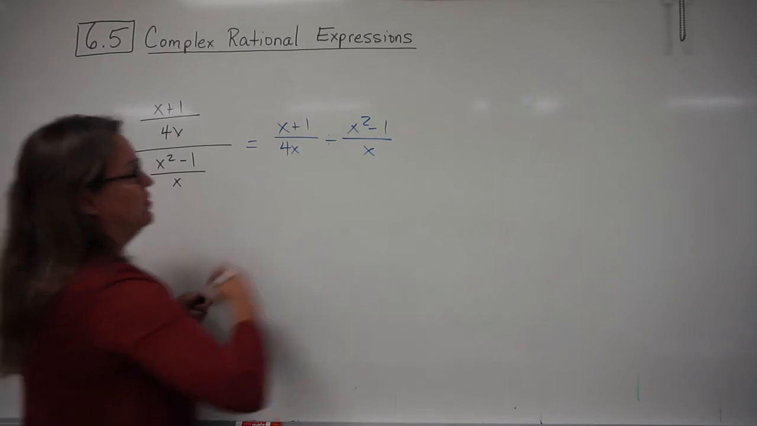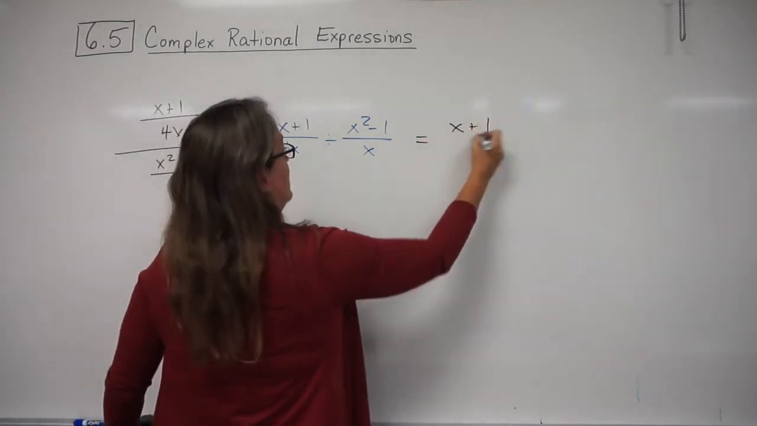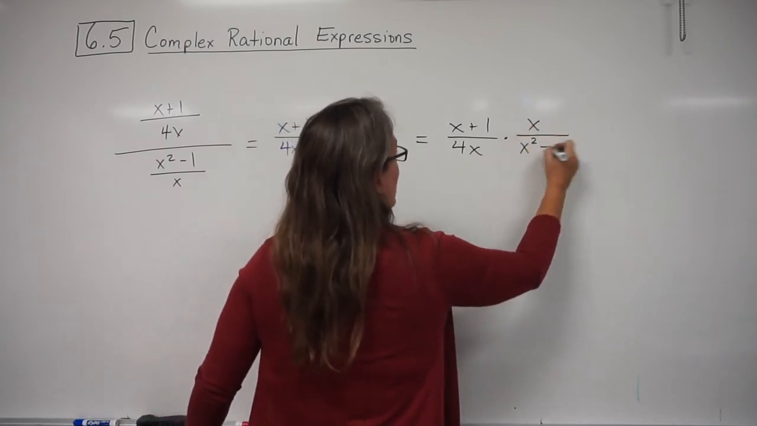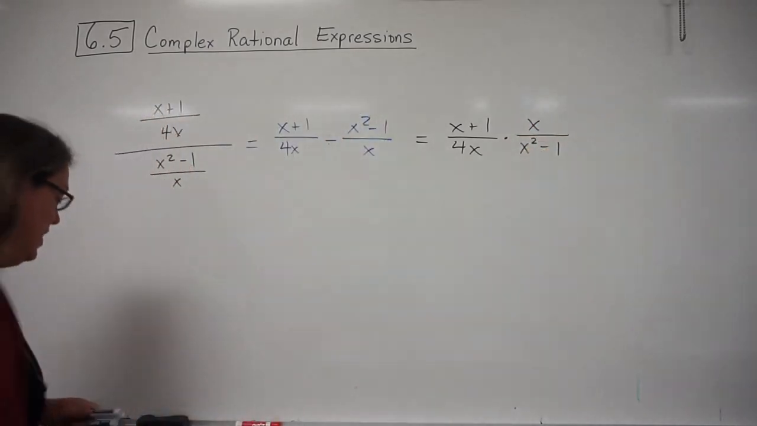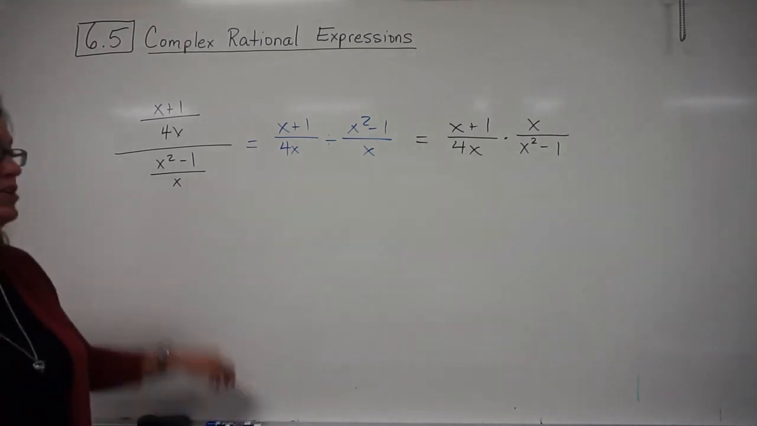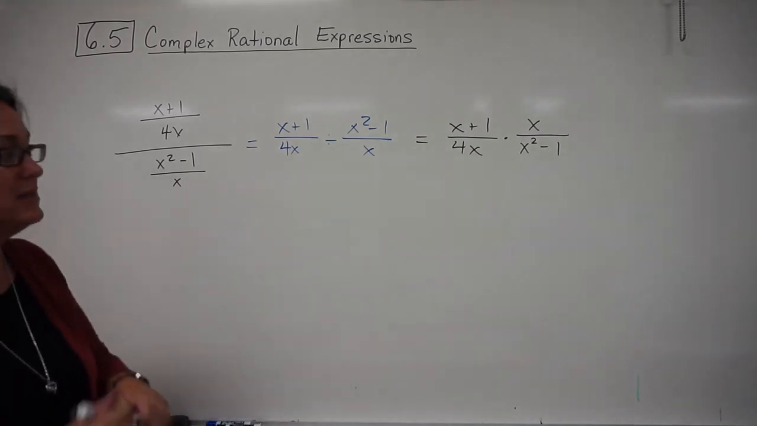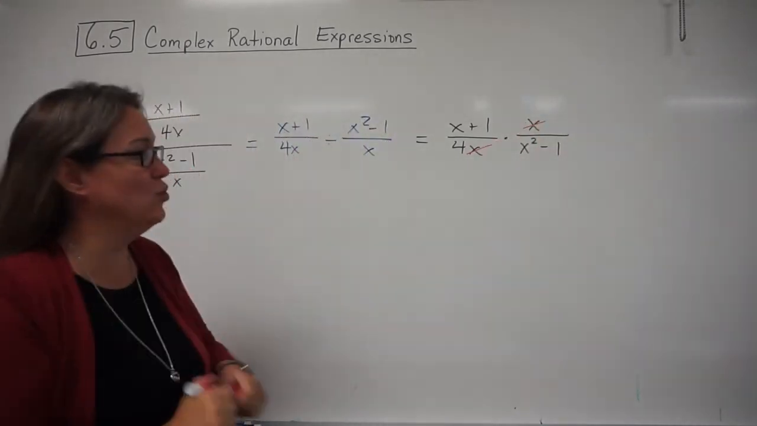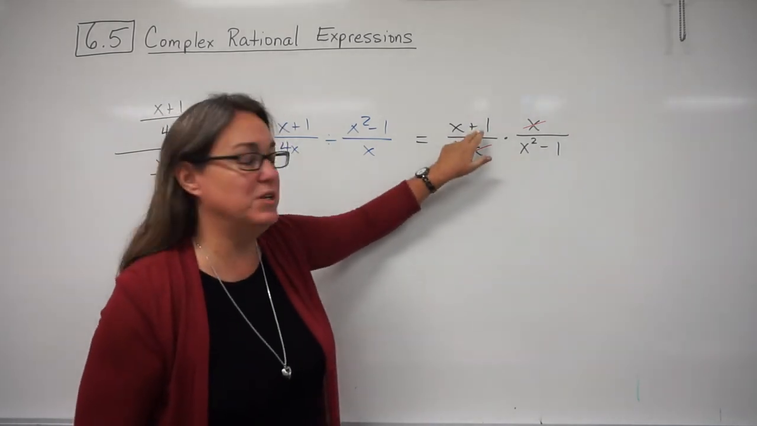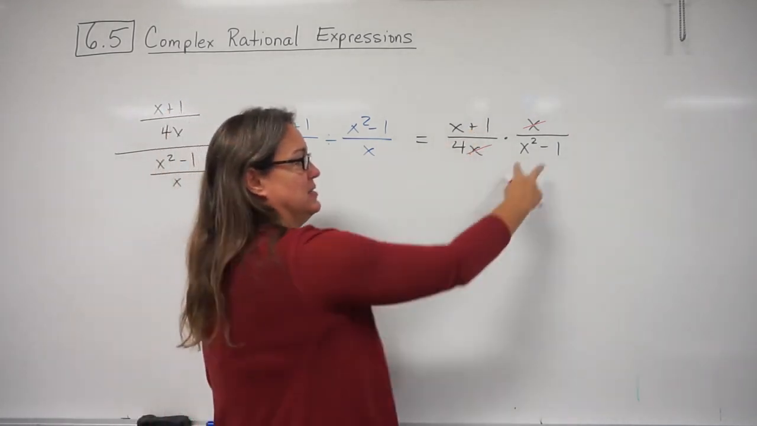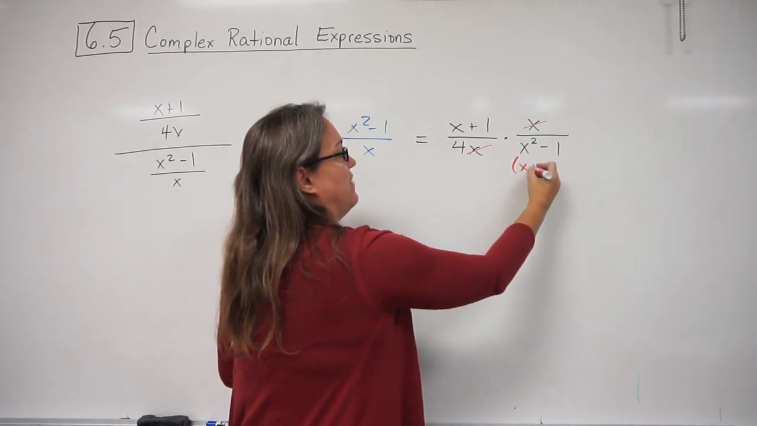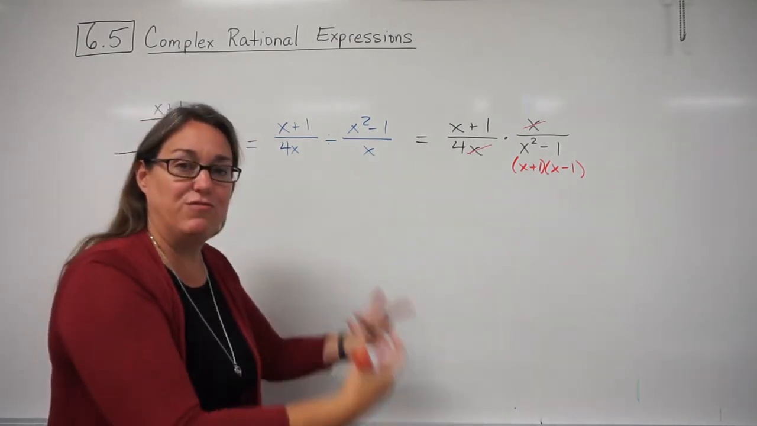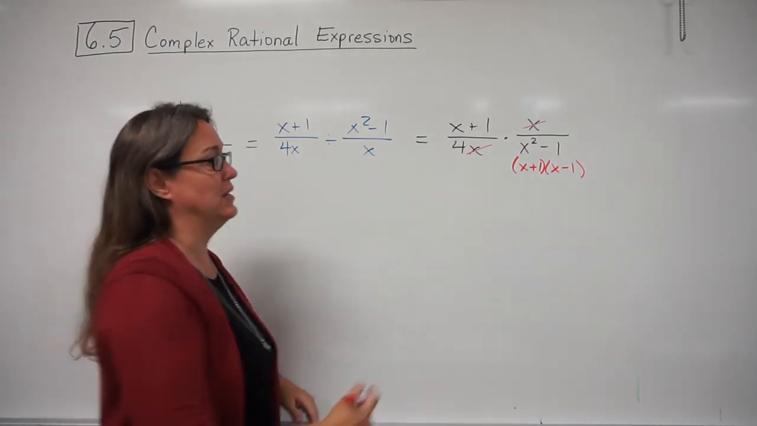So here we go. We get x plus 1 over 4x times x over x squared minus 1. We're almost finished. We should think about doing any reducing or canceling that we can do. Our x's will cancel out for sure. And these two things look suspiciously familiar. This is a difference of squares that factors to be x plus 1 times x minus 1. So you're still looking at factoring, you're always looking at reducing.